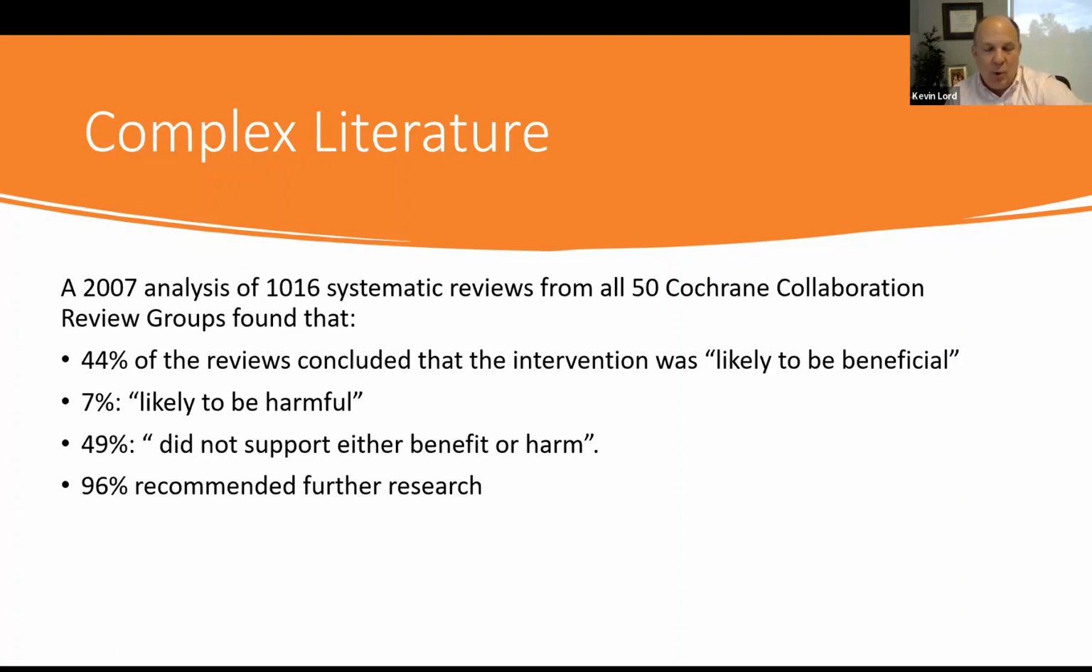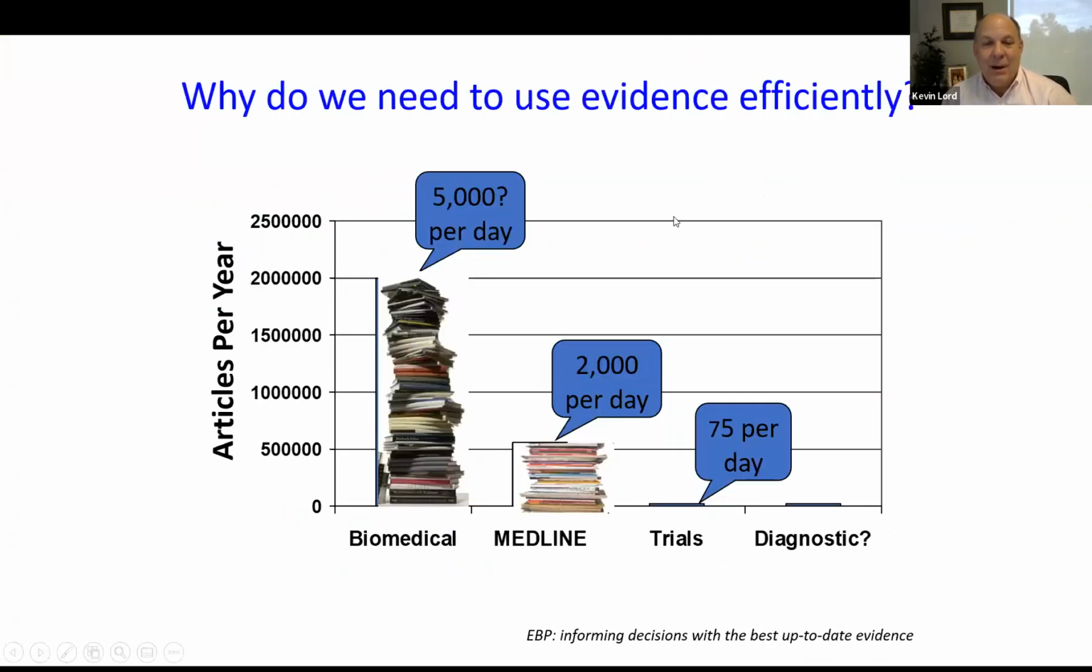So I wanted to give you a couple of quick points that I pulled out, giving you some background on what is out there in the literature when it comes to what works and what doesn't. A 2007 analysis, I know it was a while back, and 2016 systematic reviews from the Cochrane Collaboration: 44% of the reviews concluded that the intervention was likely to be beneficial, 7% likely to be harmful, 49% did not support either benefit or harm, and 96% suggested that they required further research. So I'm going to let that lead into the next slide, which is the amount that is produced every day.